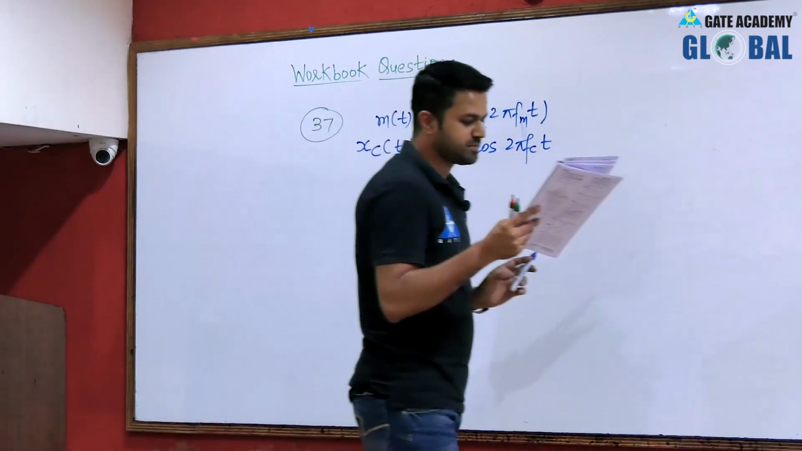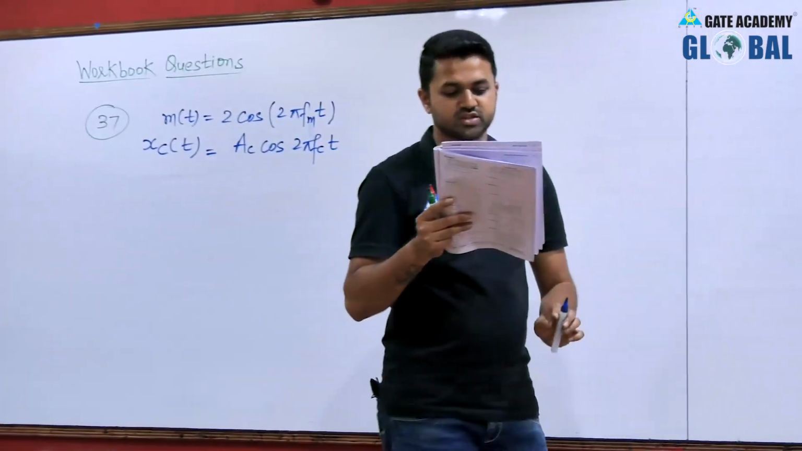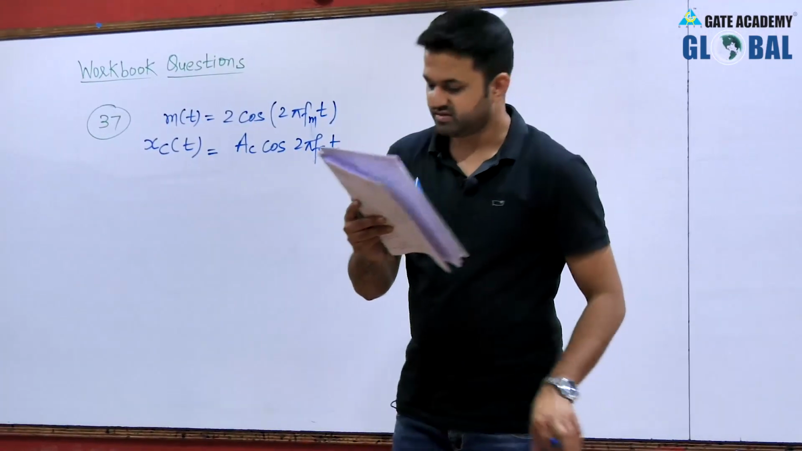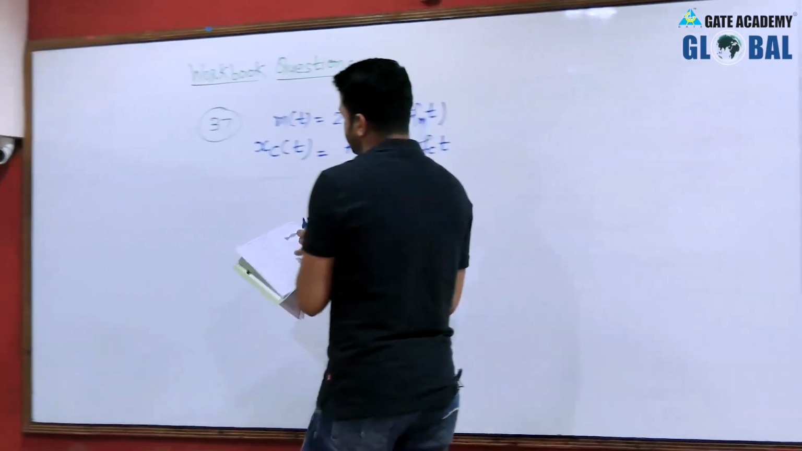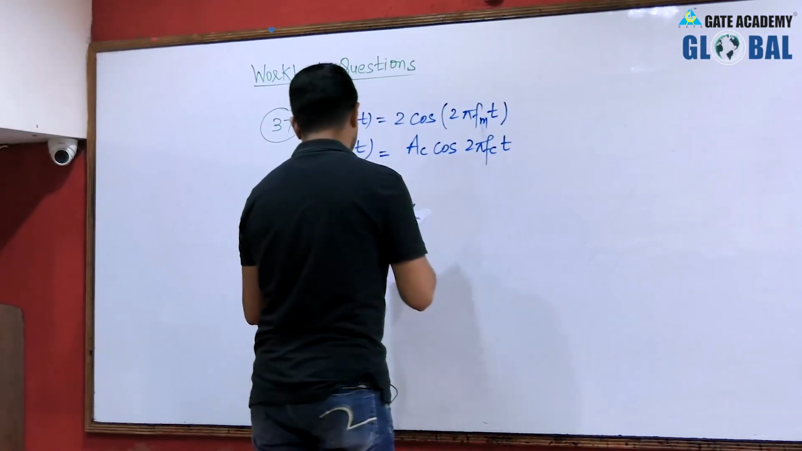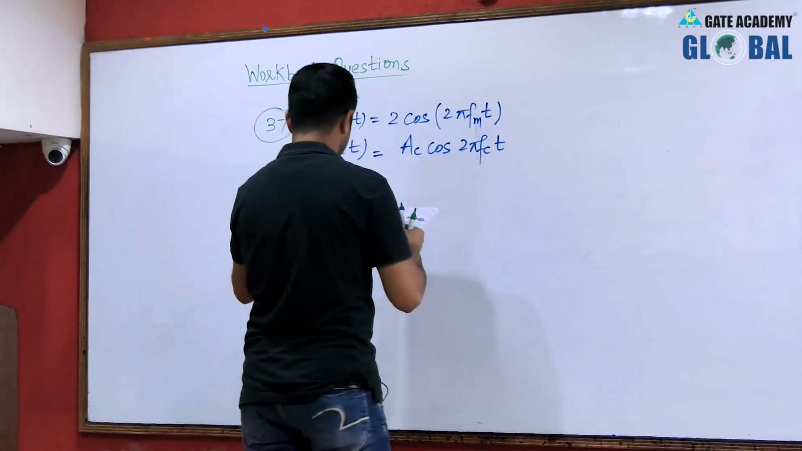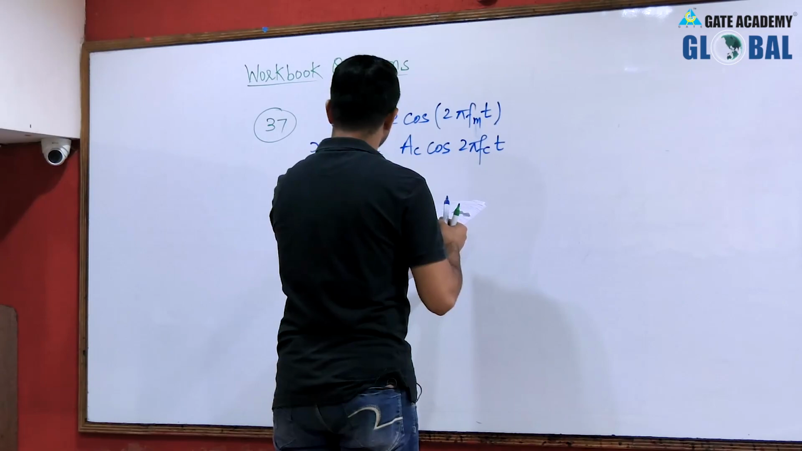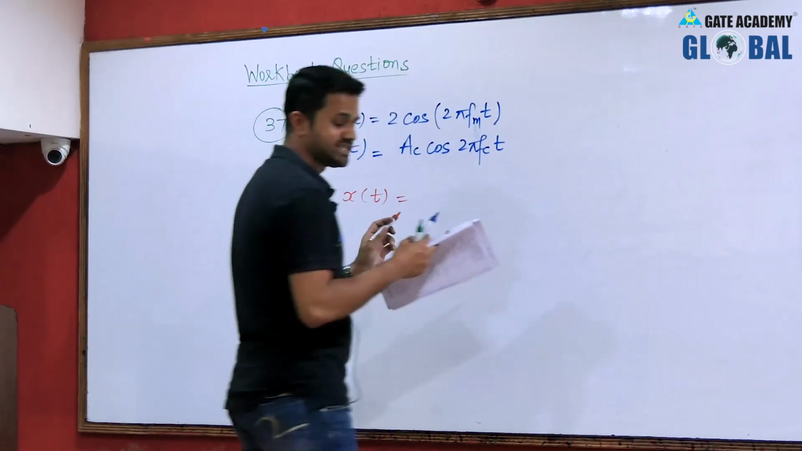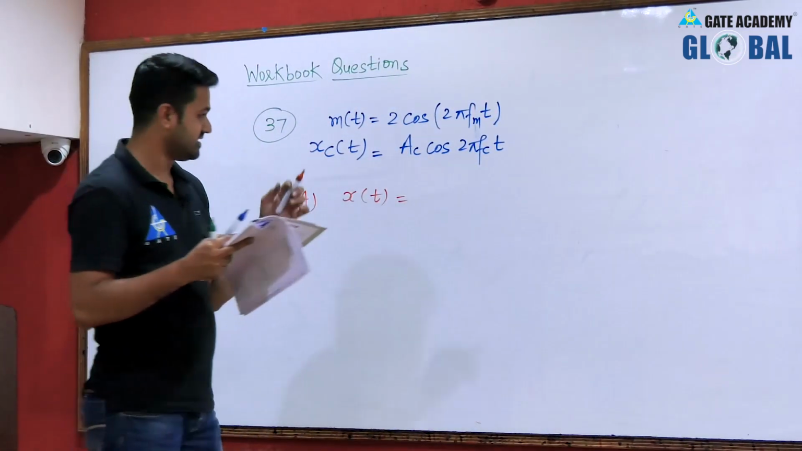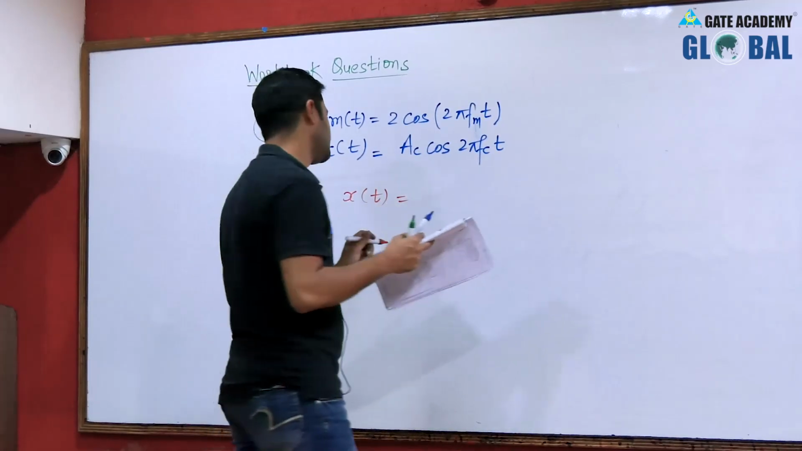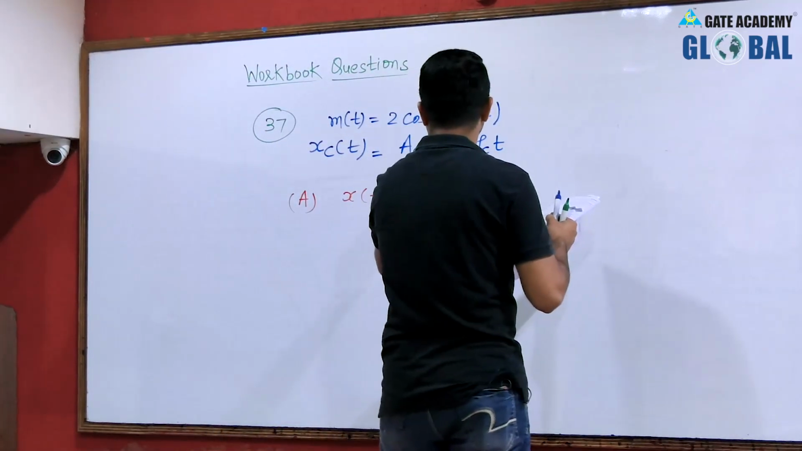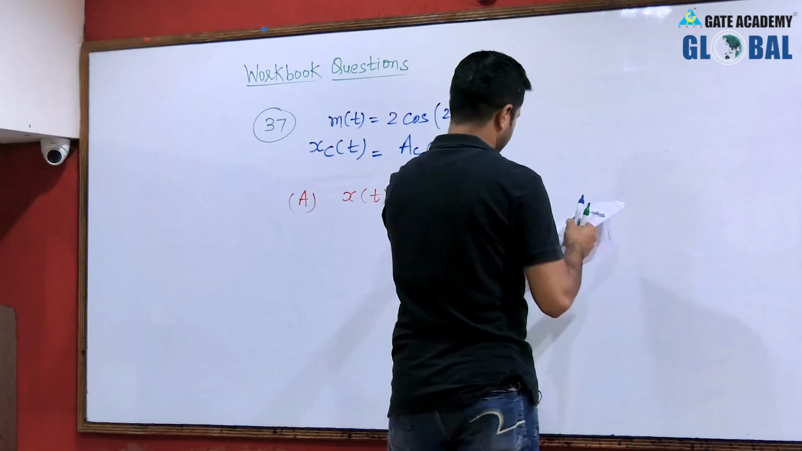Now there are 4 options given to us, and let us find what the first option represents. We have to make the modulation index less than 1, because it is asked that the signal should be without overmodulation. Without overmodulation means modulation index less than 1.